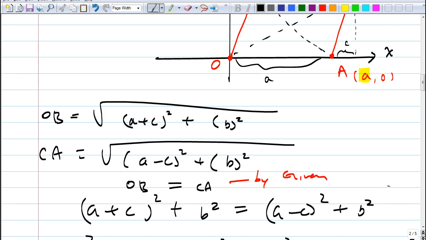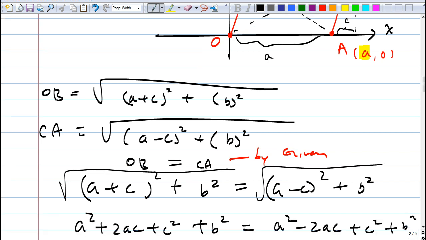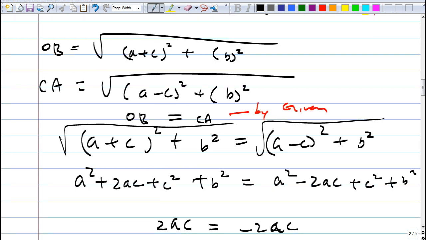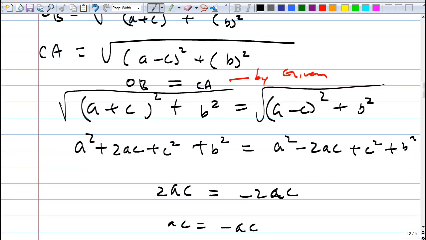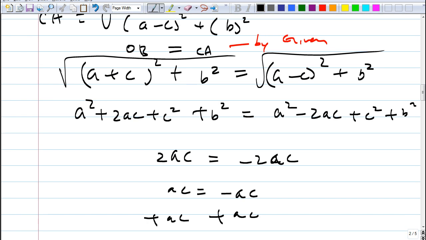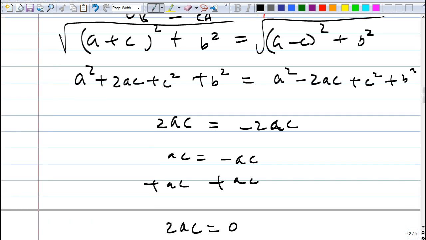Aren't these two equal to each other? That's given, right? Well, if that's true, what's inside has to be equal to each other. So I simplified it, I multiplied it out, and when you simplify, you should get 2ac equals negative 2ac. Well, they're kind of like terms, aren't they? Let's add them together. You divide both sides by 2, and then you get 2ac equals 0.